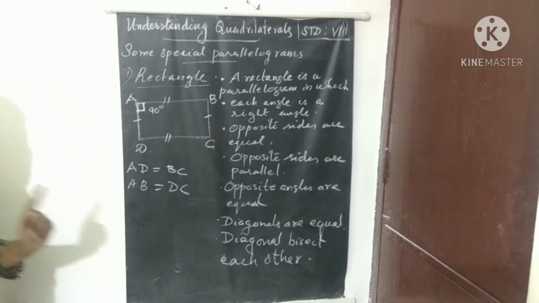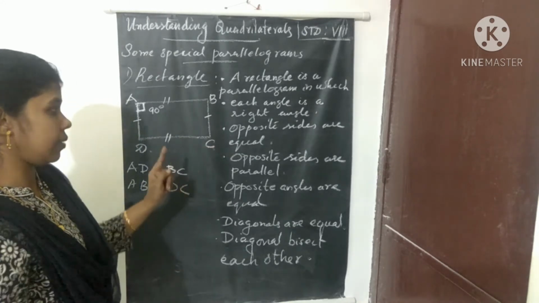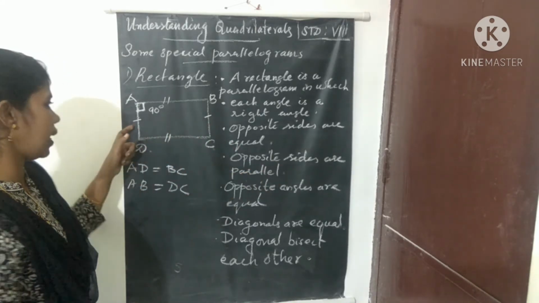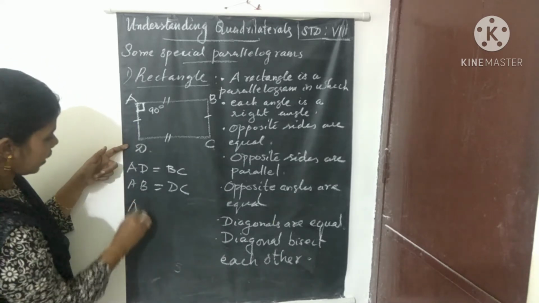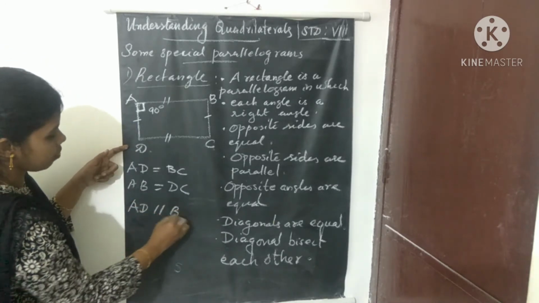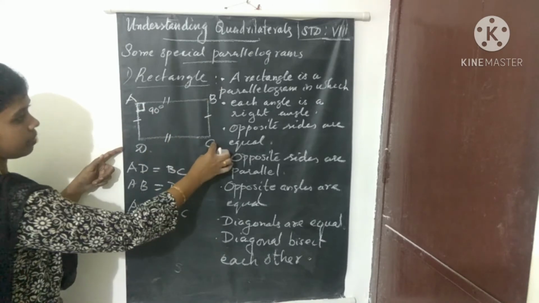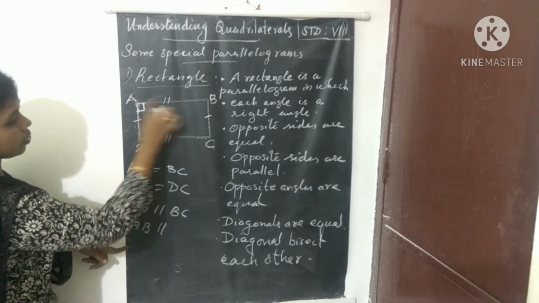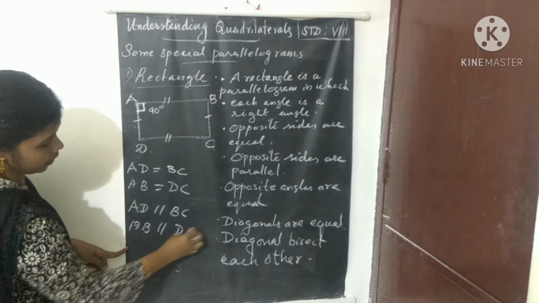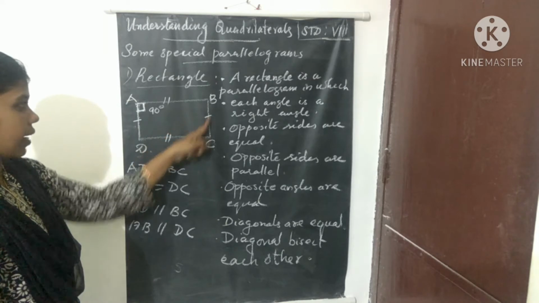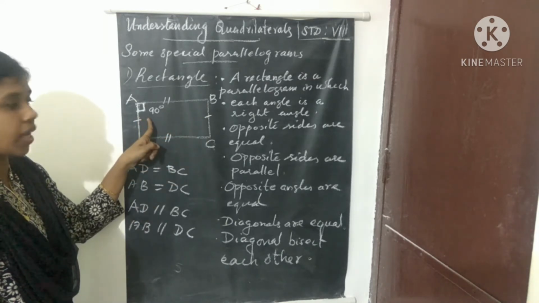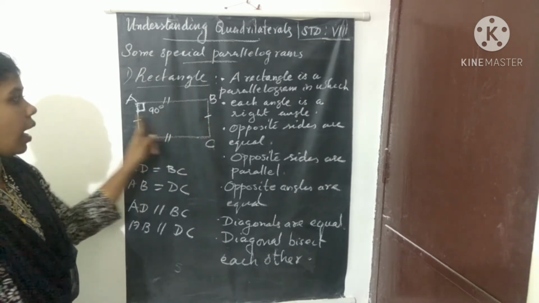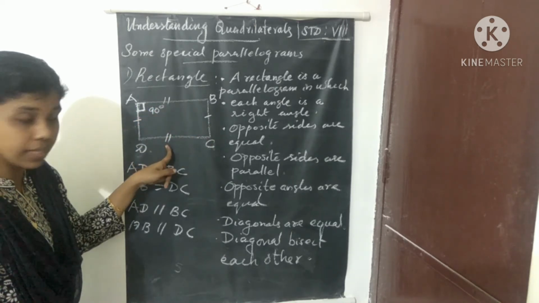Next, opposite sides are parallel. That means AD is parallel to BC and AB is parallel to DC. Here each angle's measure is 90 degrees, that means a right angle. Opposite sides are equal and opposite sides are parallel.